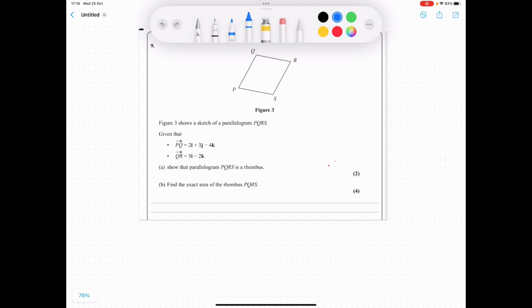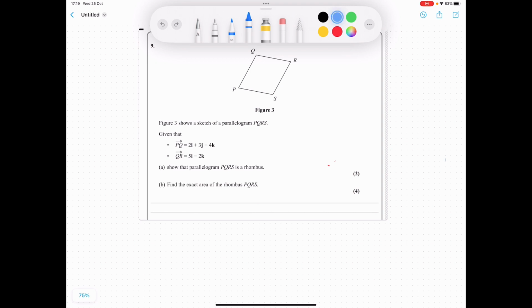At Excel. In this question we have a parallelogram and we know the vector PQ is equal to 2i plus 3j minus 4k and vector QR is equal to 5i minus 2k. In part A, we need to show that PQRS, which is a parallelogram, is also a rhombus.